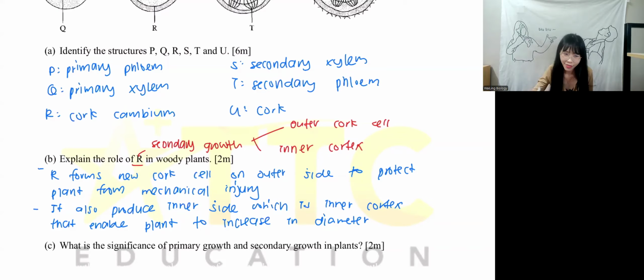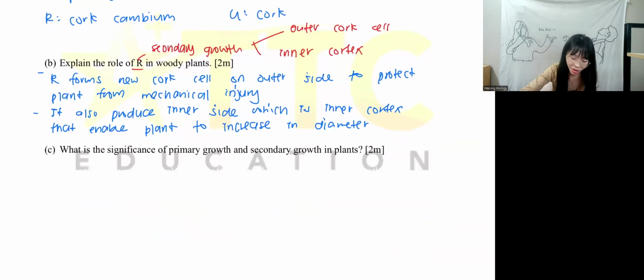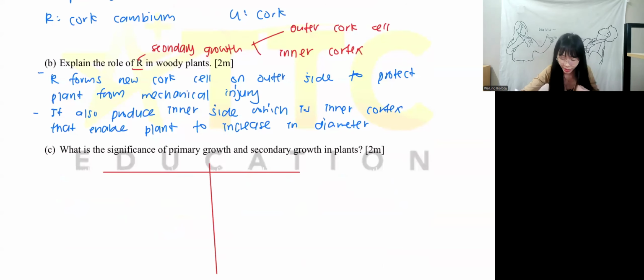Okay, what is the significance of primary growth and secondary growth? This is a very easy question. We just write what do they increase of. Okay, so we have primary and we have secondary. In exam, please write in sentence, yeah. Primary growth increase in length, very good. The other one increase in diameter, correct.